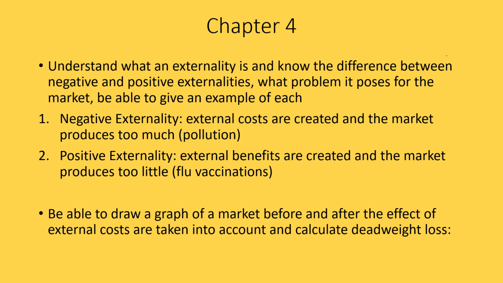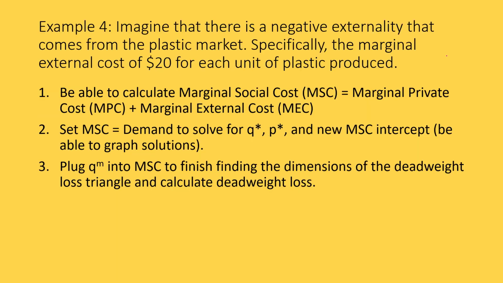So again, negative externalities are situations where the transaction produces external costs and the market's going to have more than we'd like there to be from a socially optimal standpoint. A positive externality is when the transaction produces external benefits and the market's going to create fewer of these transactions than we'd like it to from a socially optimal standpoint. So be able to draw a graph of a market before and after the effect of external costs are taken into account, and then be able to calculate dead weight loss.